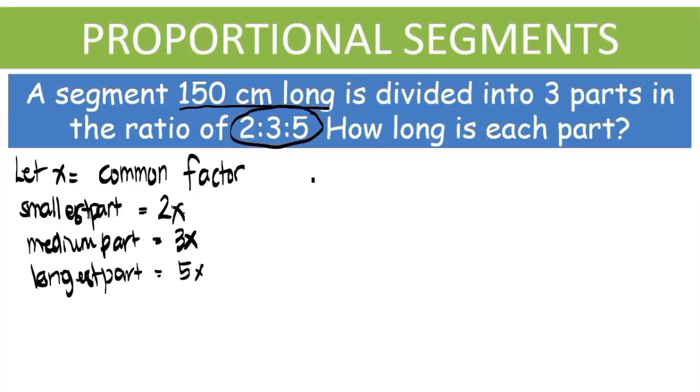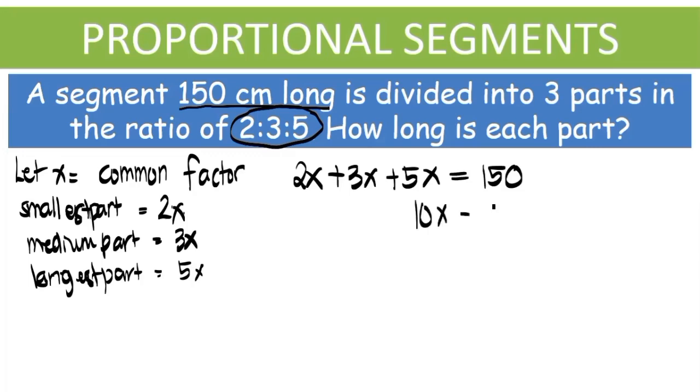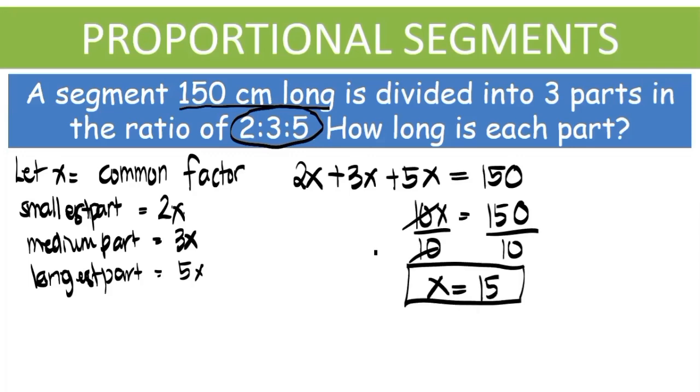Now the segment is 150 centimeters long. So with this, we can have 2x plus 3x plus 5x is equal to 150. 2x plus 3x plus 5x is 10x equals 150. Divide both sides by 10. X is equal to 15. Now that we have x as our common factor, which is equal to 15, 2 times 15 is equal to 30. 3 times 15 is equal to 45.